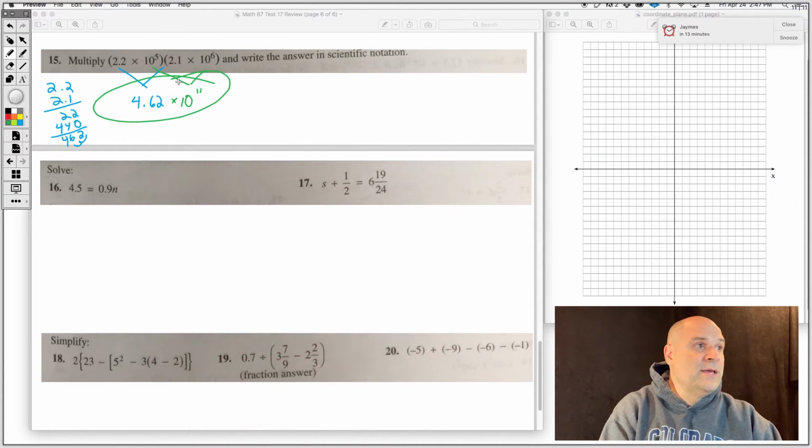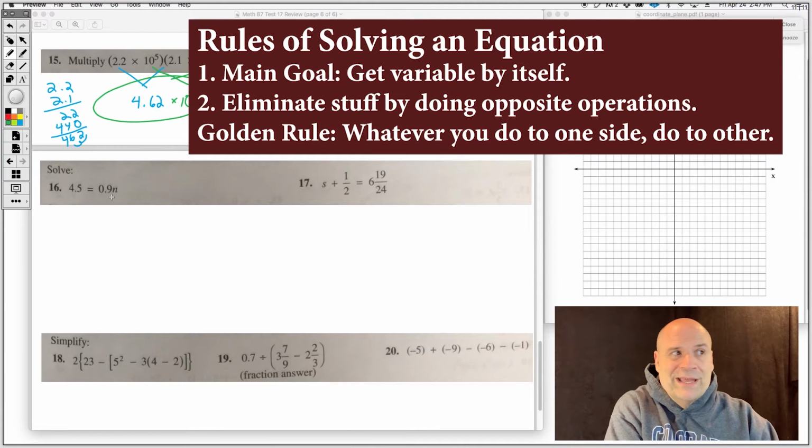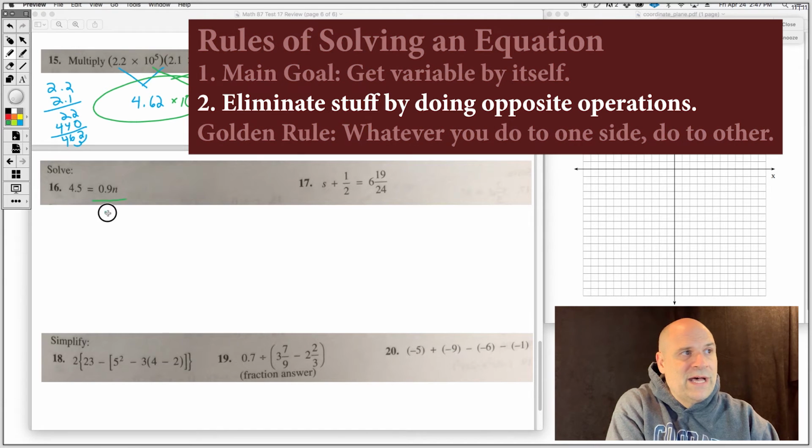That's pretty good. That's pretty easy. All right, number 16, solve for this equation. Well, what does that 0.9 do into the n? It's multiplying, so how do you get rid of it? You divide. Whatever you do to one side, do to the other.